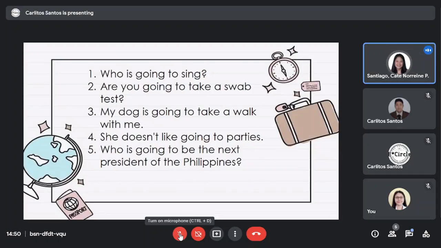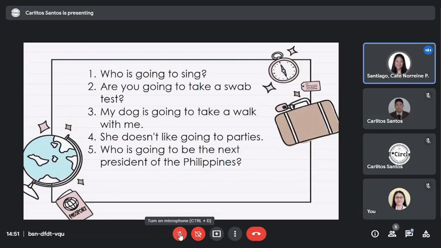Next, for the third sentence, we have here: she doesn't like going to parties. Again, she doesn't like going to parties. Okay, it seems like Carlitos has his answer. What is your answer, Carlitos? A negative. That's right. It is a negative sentence because of the negation not in the word doesn't.